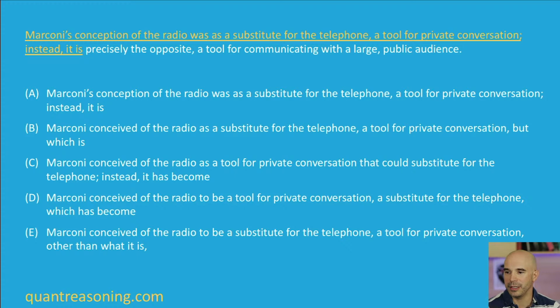Marconi conceived of the radio to be a substitute for the telephone, a tool for private conversation, other than what the radio is, comma, precisely the opposite, comma, a tool for communicating with a large public audience. There's just no good reason to have such a complicated, convoluted, wordy representation of the author's point, when instead you can have answer choice C, which conveys that in a much clearer manner. So that's why I would pick C over E.